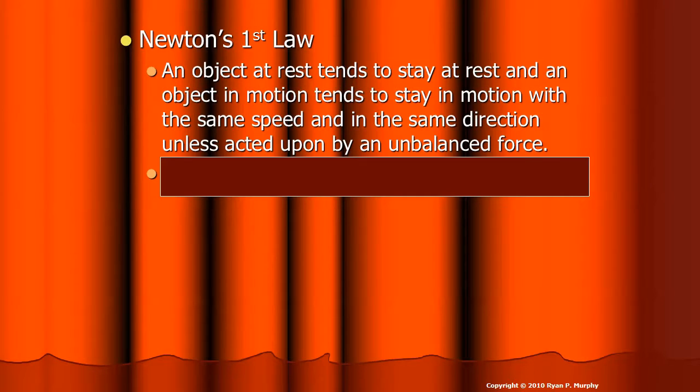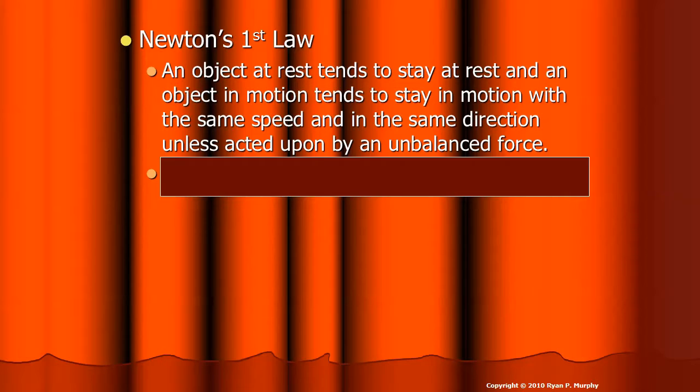So Newton's first law of motion is something that you may have heard of before, and that goes, an object at rest tends to stay at rest, and an object in motion tends to stay in motion with the same speed and in the same direction unless acted upon by an unbalanced force. Well, it's a really long sentence. That's kind of a mouthful. But basically, what that means is that objects keep doing whatever it is they're doing unless you make them change.